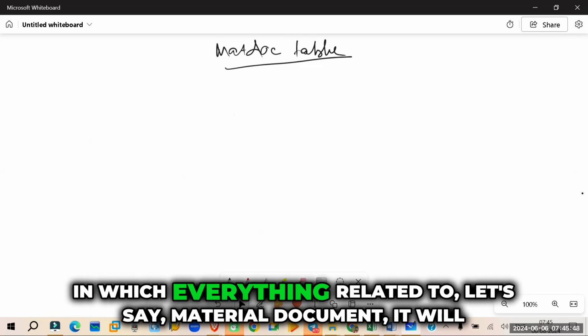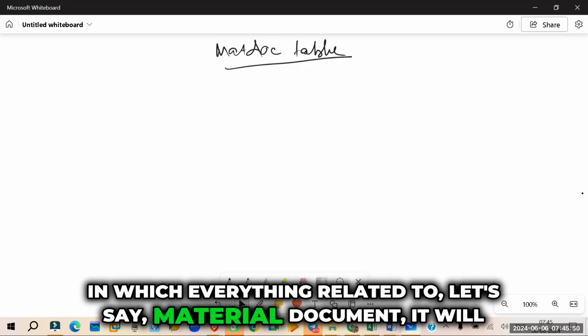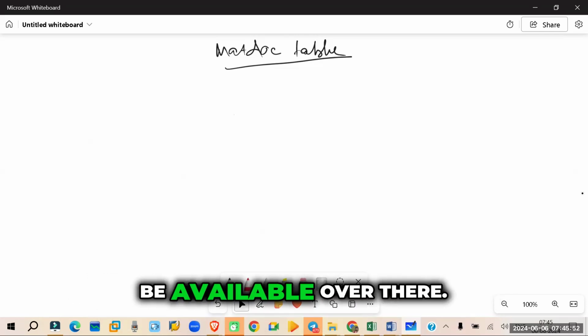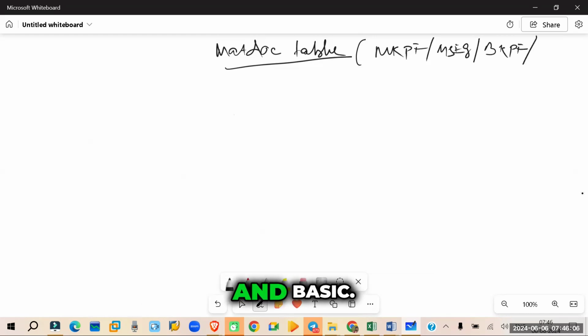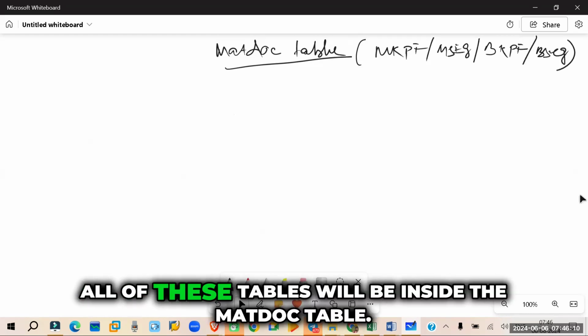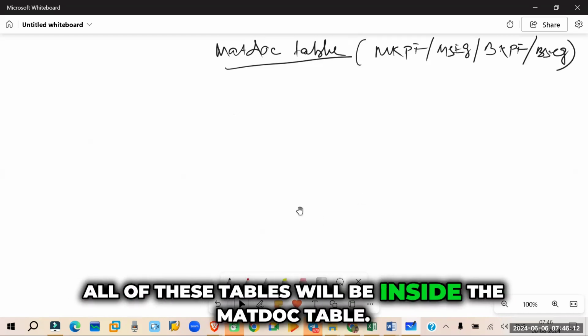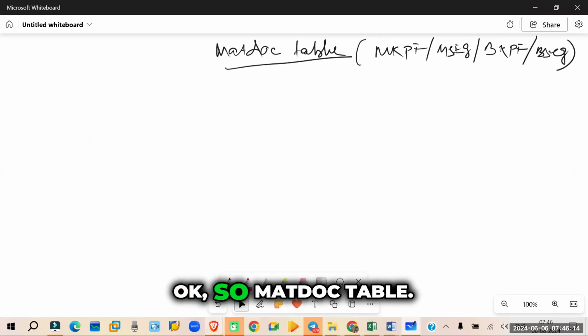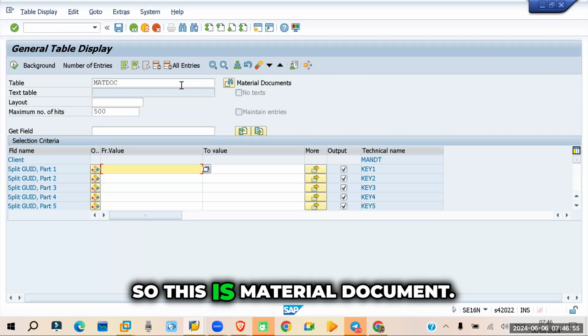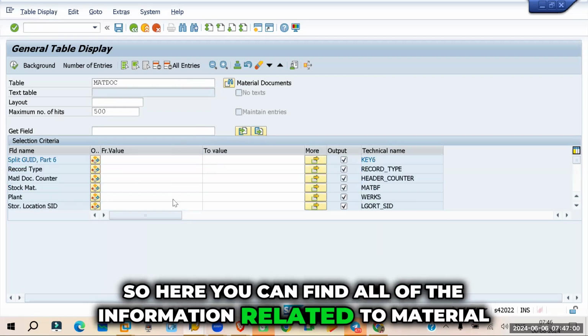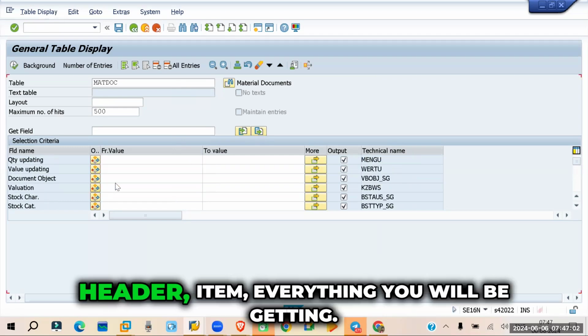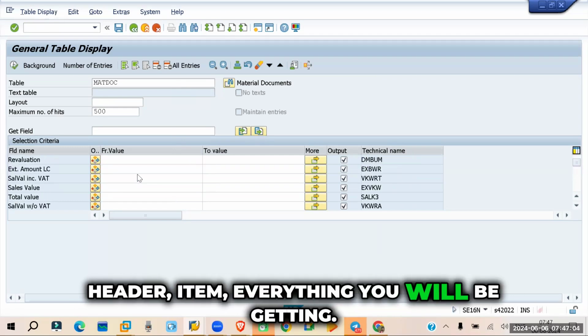Everything related to, let's say, material document will be available over there. So your MKPF, MSEG, BKPF, and BSEG, all of these tables will be inside the MatDoc table. So the MatDoc table is the material document. Here you can find all of the information related to material documents. Header, item, everything you will be getting.